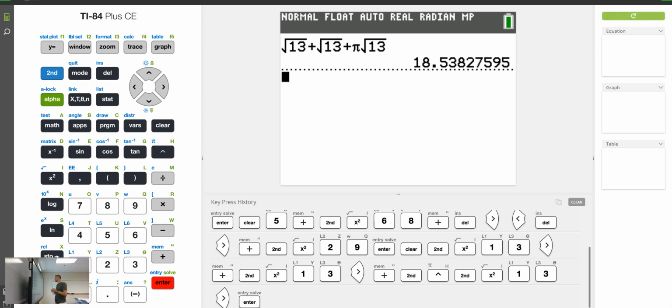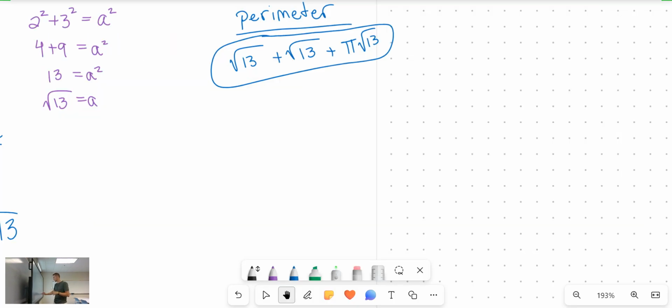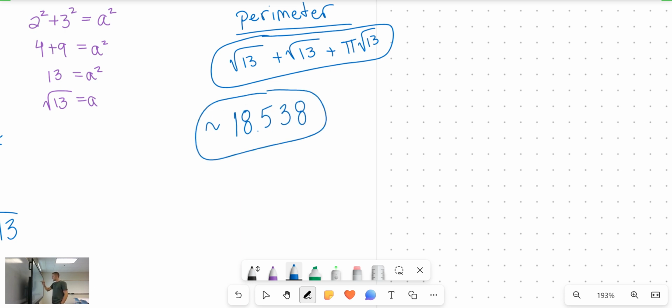18.53827, but rounding to the nearest thousandths, that's 3 decimal places, that's 18.538, and then it stops. 18.538. Excellent. All right.